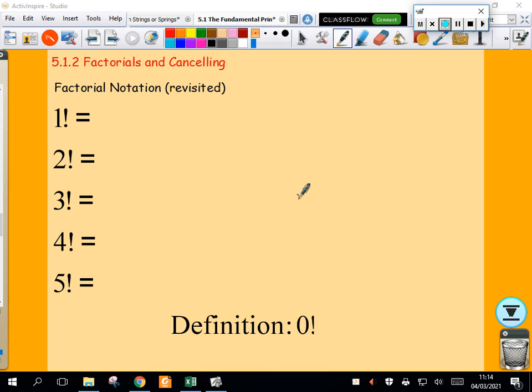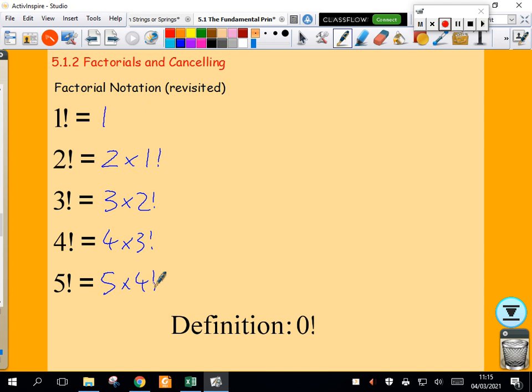So in this video I want to talk about factorials and cancelling. I want to just revisit factorial notation, remind you of what it is, define what 0 factorial is, and then look at cancelling through division. 1 factorial is just defined as being 1. 2 factorial, we take 2 and multiply it by 1 factorial. 3 factorial is 3 by 2 factorial. 4 factorial is 4 by 3 factorial. 5 factorial is 5 by 4 factorial. And that's what factorials are.